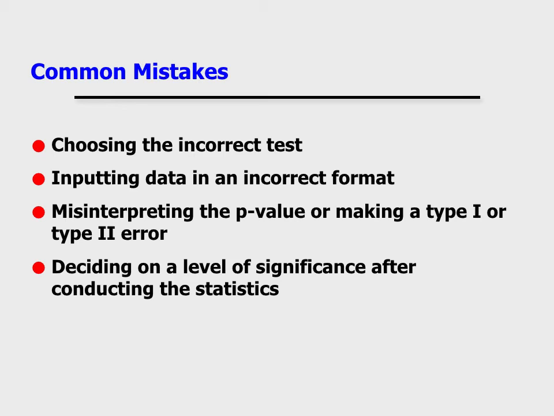Decide on a level of significance after conducting the statistics. That's a big mistake because you really want to do that beforehand. To do it afterwards is kind of cheating. So you don't want to look at your data and then say, oh, well, my data is not that great, so I'm going to change my level of significance to be an alpha of 0.10. Hey, look at that. It's below 0.10. You really want to be kind of truthful to yourself. Set your alpha level and your beta level before you run your tests.